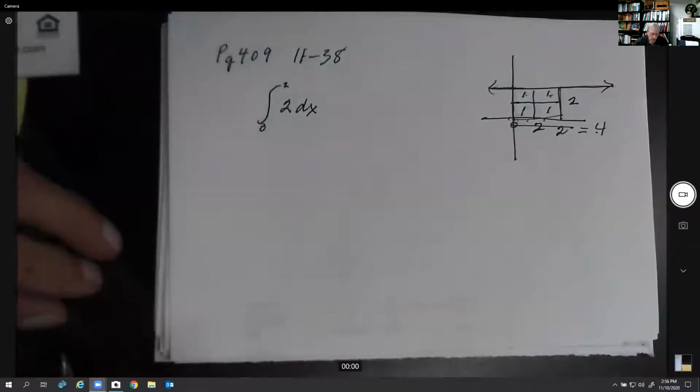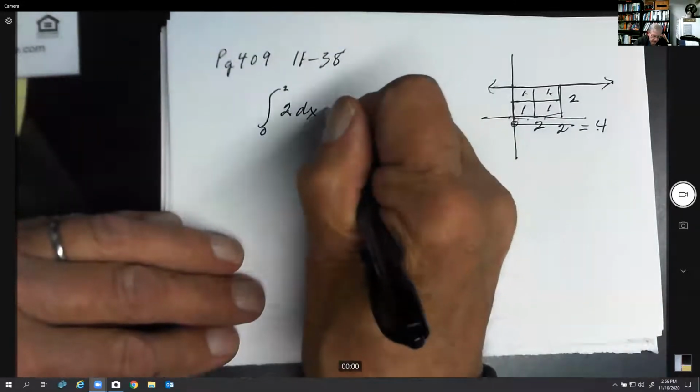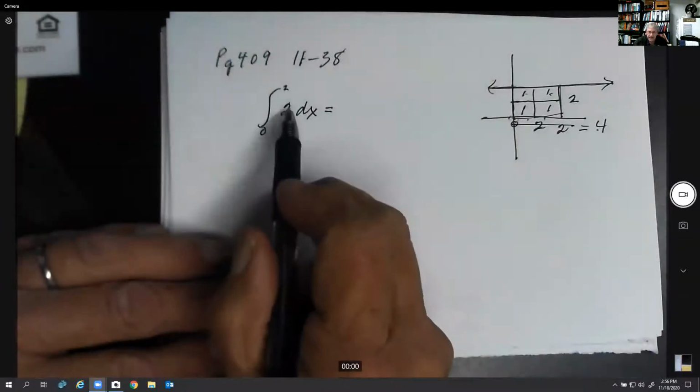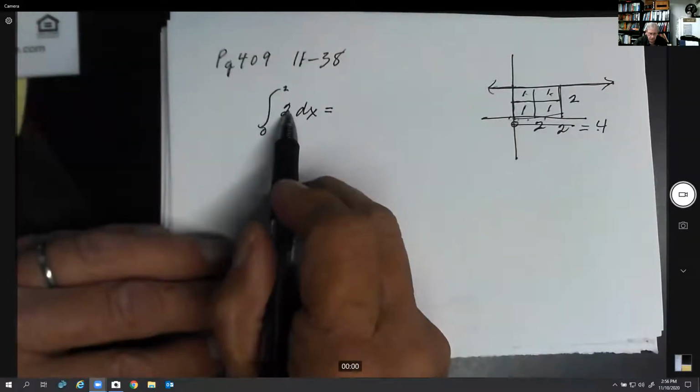So the way we would do it with integration is we would write the integral of 2, which is what?